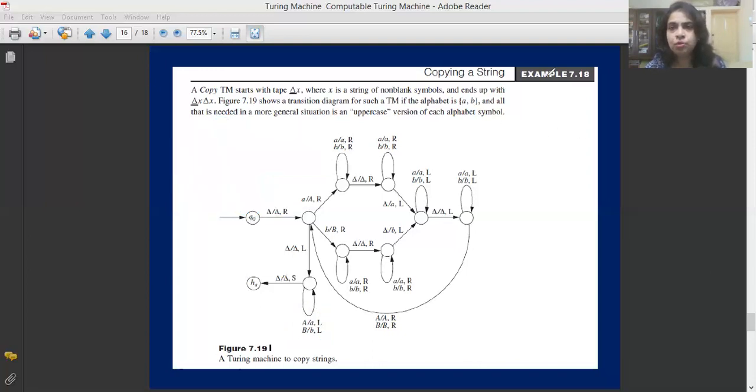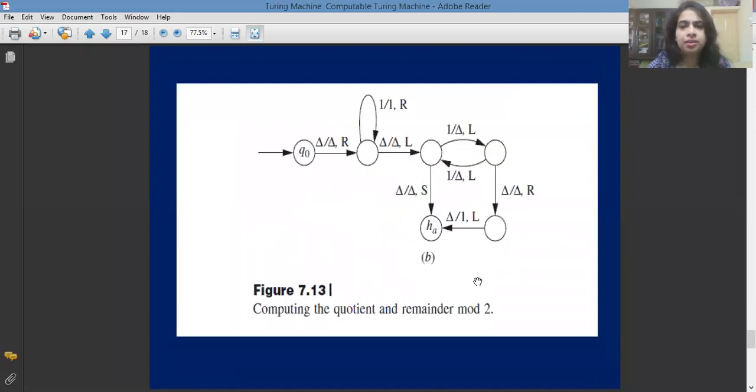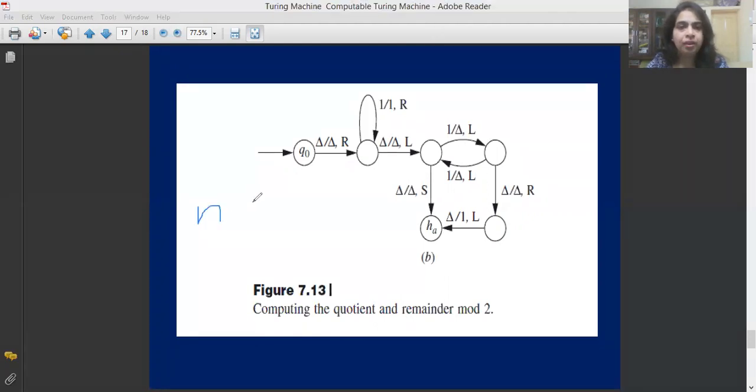Okay, now let's move to the next example, or the next part. The next part is, yes, a very important question. This has been repeated many times in your question papers. This actually computes what is called n mod 2.